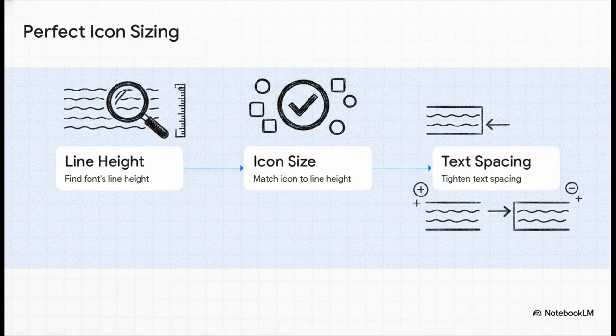Okay, let's talk icons. Because when working with icons next to text, a lot of folks make them way too big. But check out this simple hack to get it flawless every time. First, find your font's exact line height. Say it's 24 pixels. Second, set the icon to exactly that same 24 pixel size. And finally, tighten up the text spacing. Boom, perfect, seamless alignment every single time.